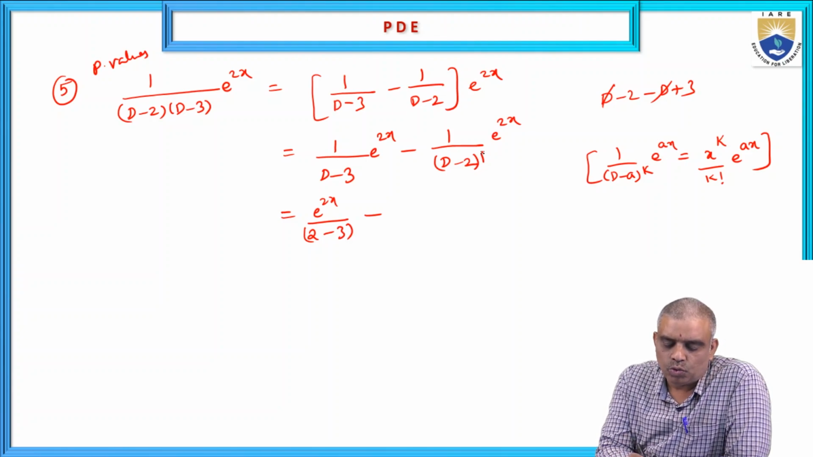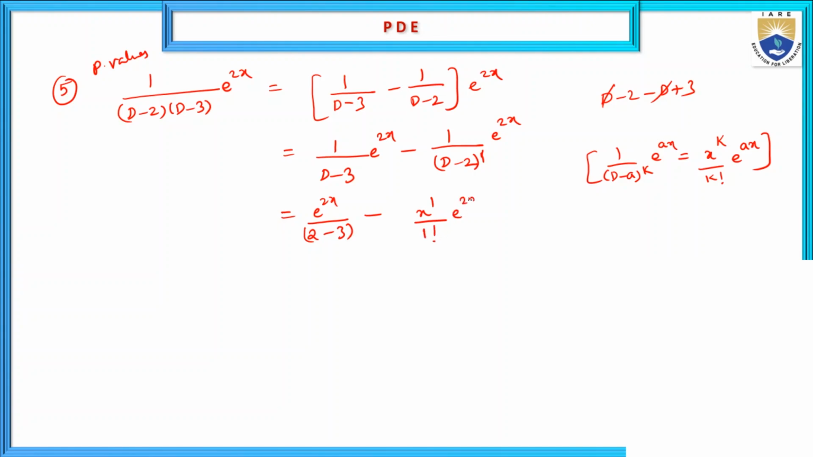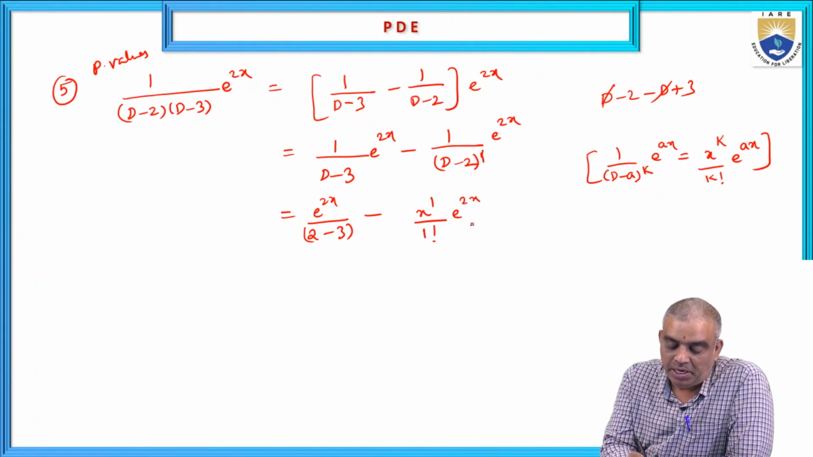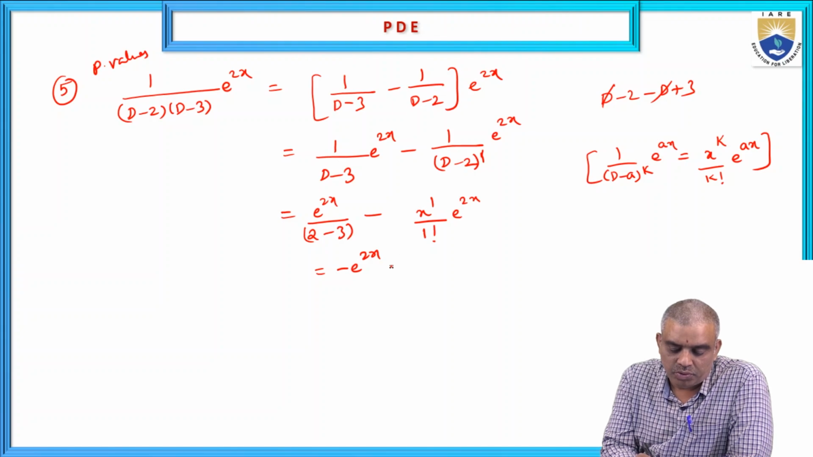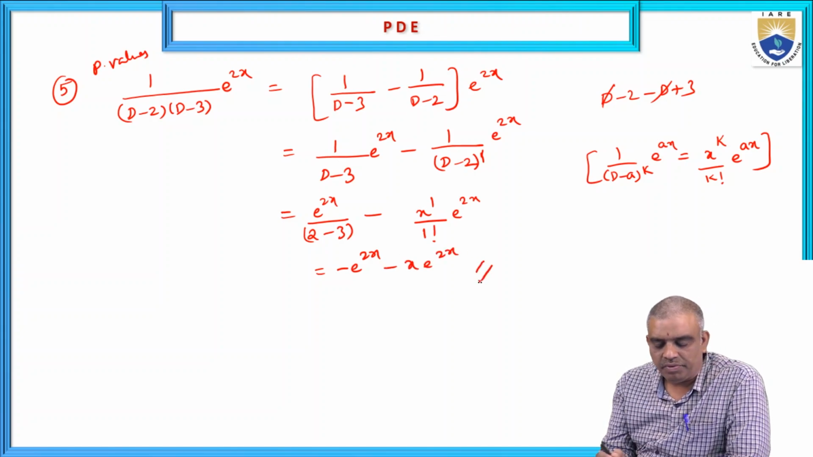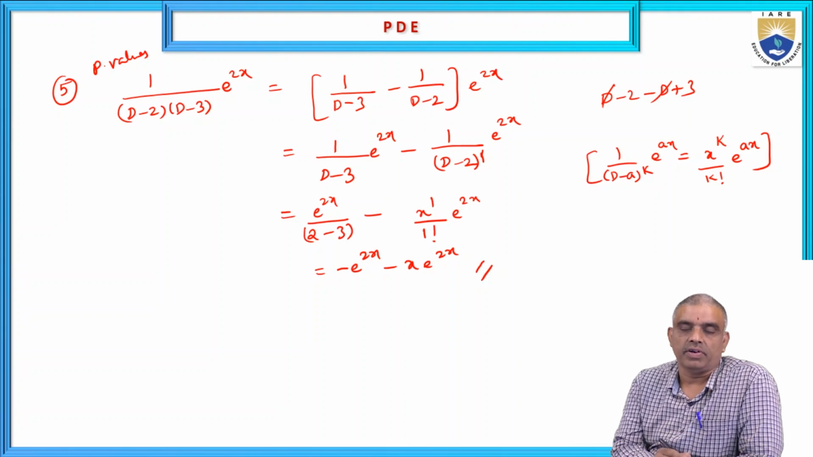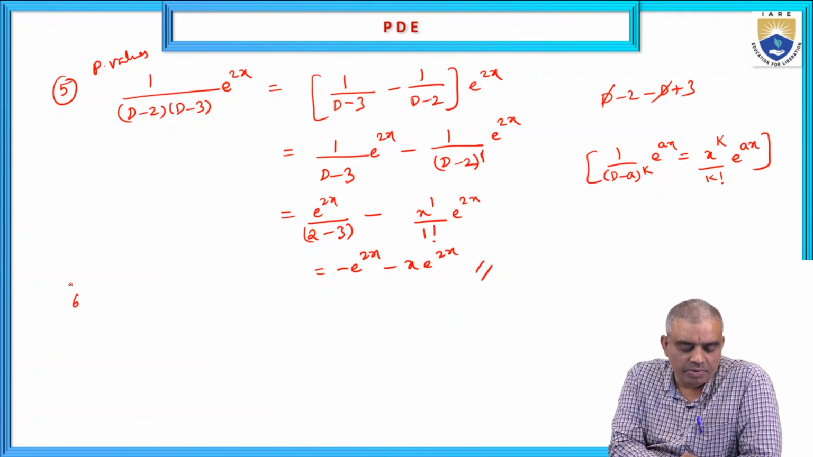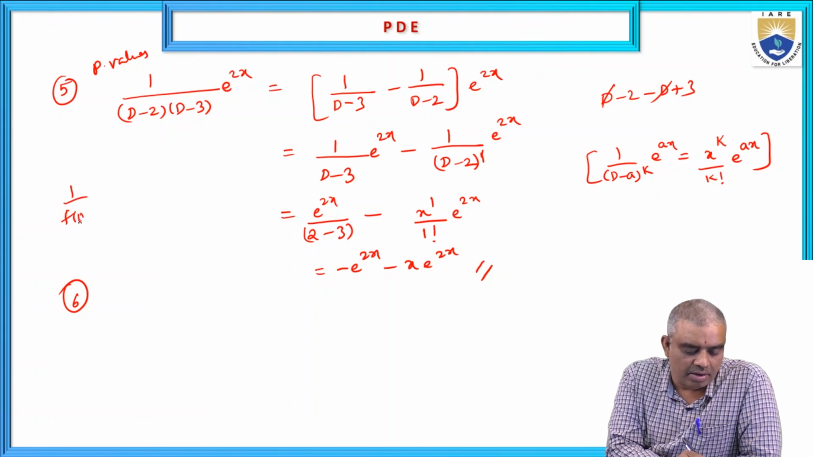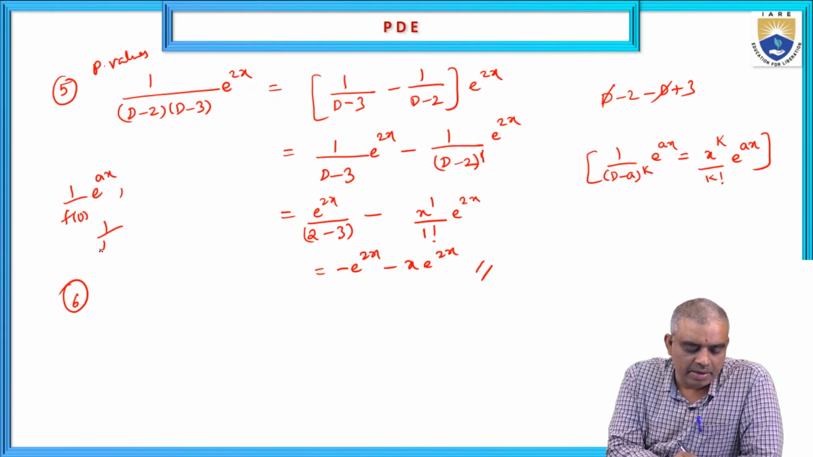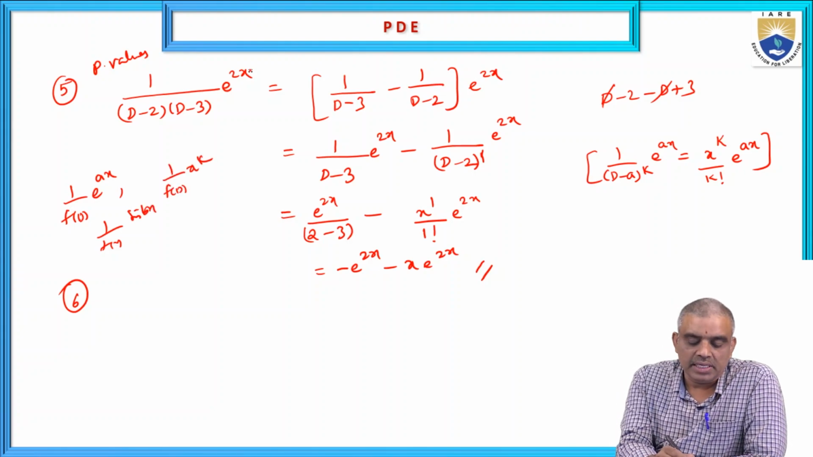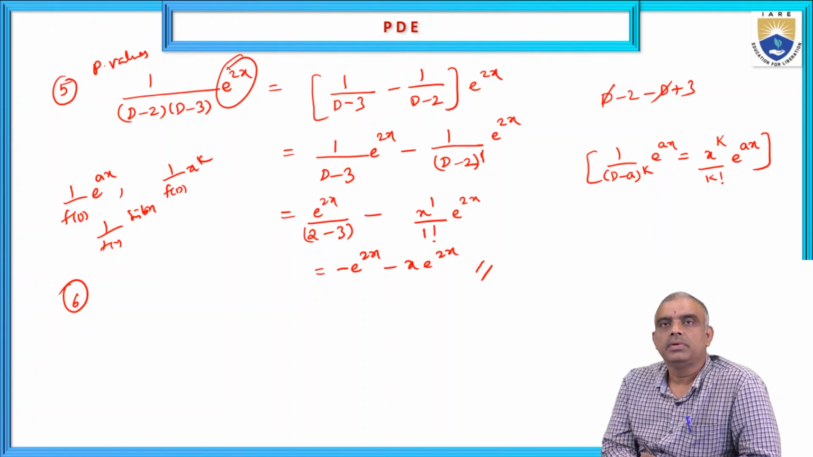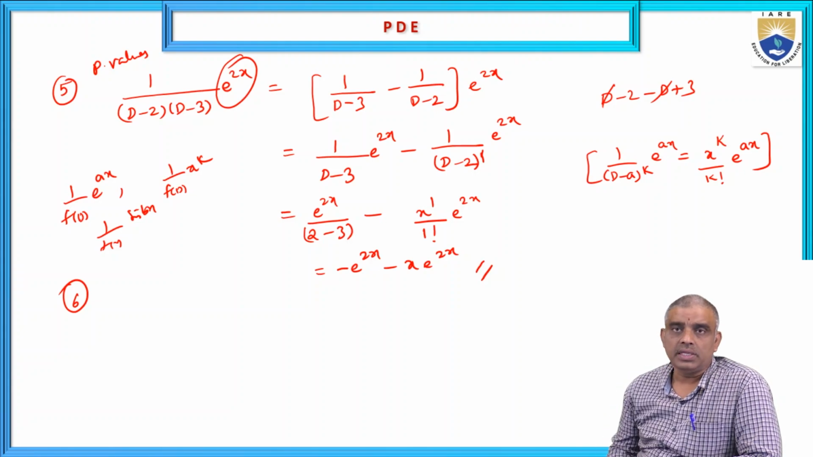So it is also like D minus 2 whole power 1 of e power 2x. So the value is x power 1 by 1 factorial into e power 2x. So the value of the first part is e power 2x by minus 1. So minus e power 2x minus x into e power 2x will be the required particular value of this function. So you have different shortcut methods: 1 by f of D of e power ax, another one is 1 by f of D of sin bx or cos bx, and 1 by f of D of x power k. So just see which function was given in the problem, and according to that you apply the respective formula. Now what is the sixth problem?